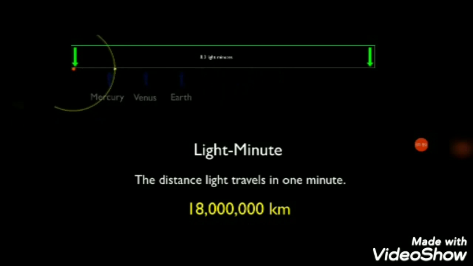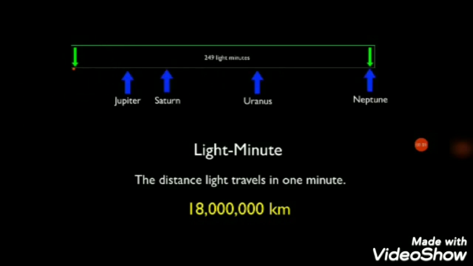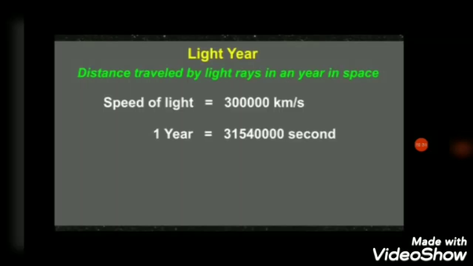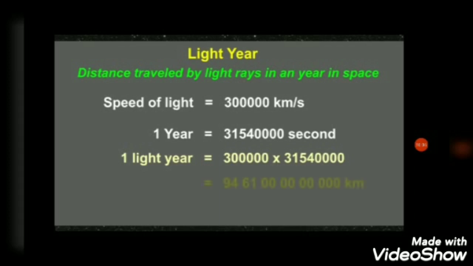The farthest planet from the Sun, Neptune, is about 249 light minutes from the Sun. So light minutes is used. The distance traveled by light in 1 year equals 3 lakh multiplied by 3 crore 15 lakh 40,000, which comes out to be 9 lakh 46,100 crore kilometers.